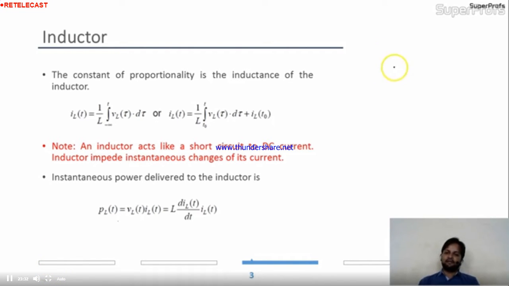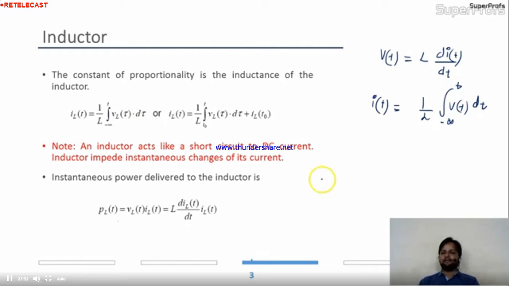So we have seen the formula v(t) is L di/dt, is it okay? So what is i(t) over here? It is nothing but this L will come down, and this is nothing but the integral of v(t) dt, right? And this time will be from minus infinity to the present time. I hope this one is also clear to you.